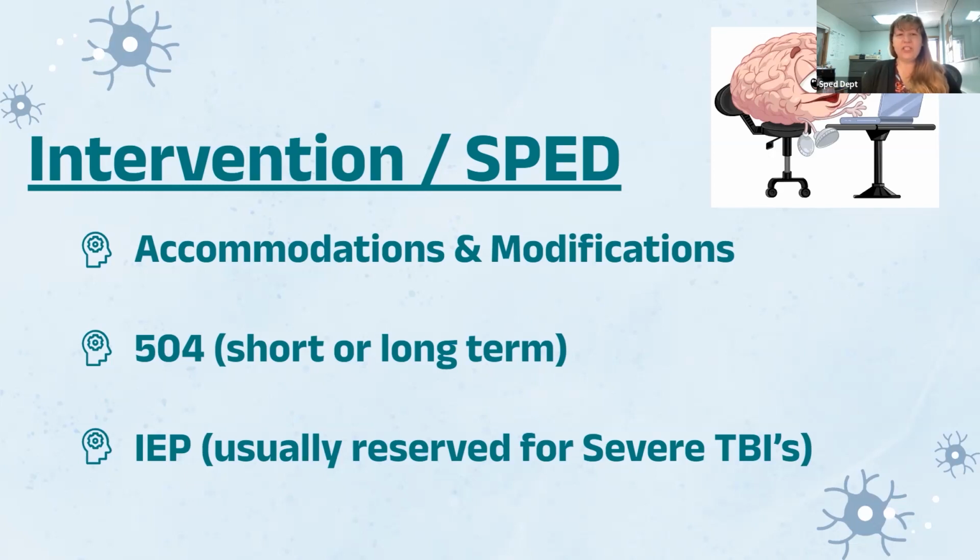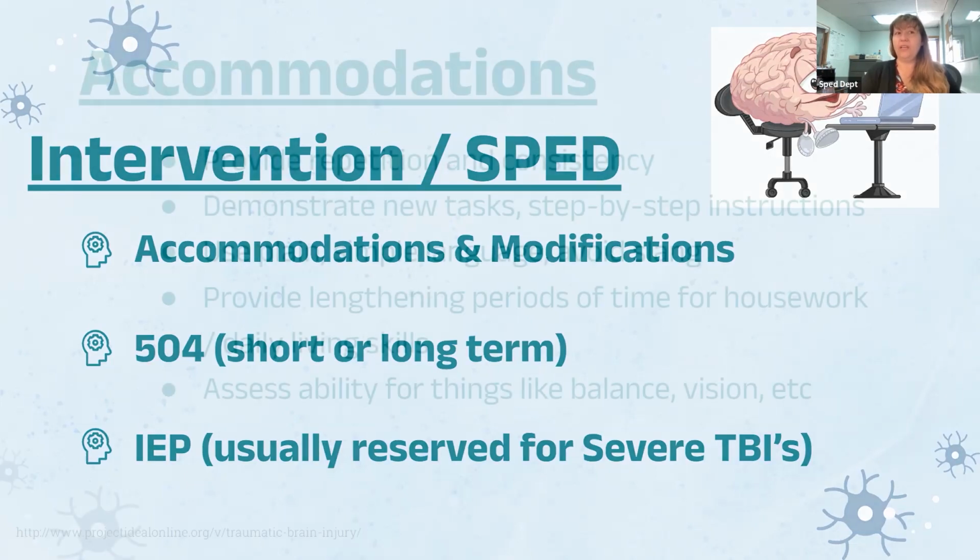So that's where accommodations, modifications, 504s are a short-term plan for a student, or an IEP can even be done for a long-term plan if needed. So some of the accommodations and modifications that you might see in one of these plans: frequent breaks, sunglasses, shortened assignments, notes or outlines of lectures, preferential seating, even maybe an audio recording of a lecture to play back and listen to later. These are all things that can be requested through a 504 or an IEP if needed.